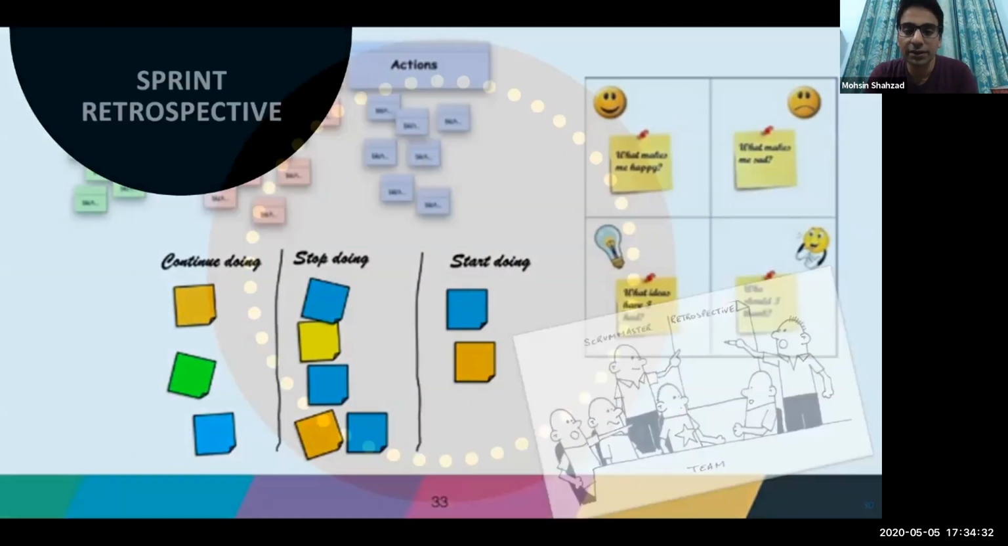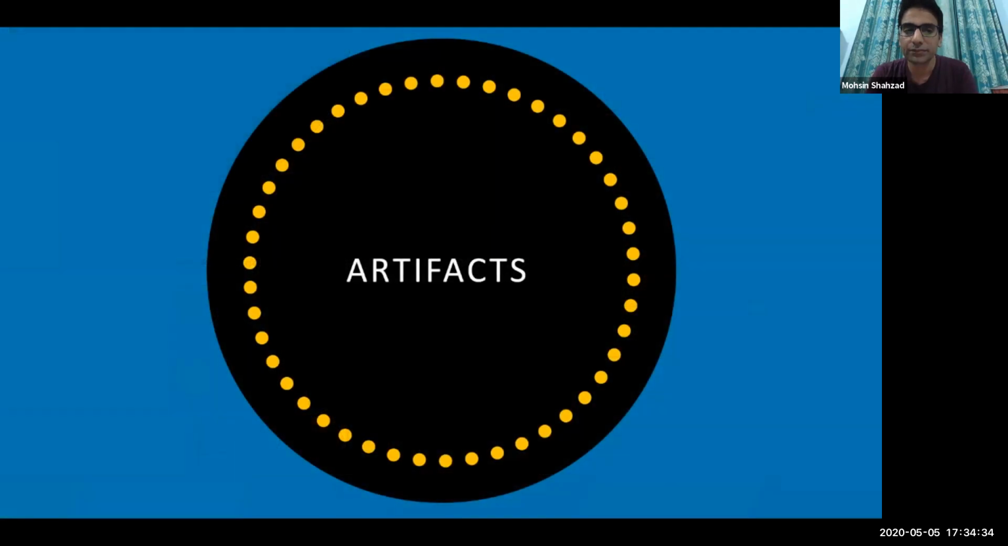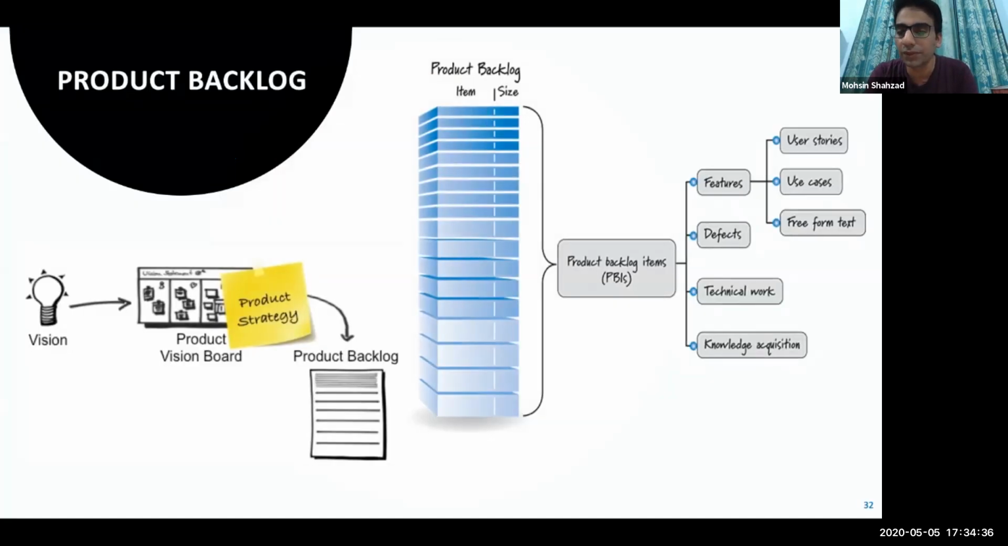Okay, so there are some artifacts. There are basically 3 artifacts. The major one is the product backlog. All your requirements, all your demands, all your suggestions, we have a backlog that is called the product backlog. We put everything over there.